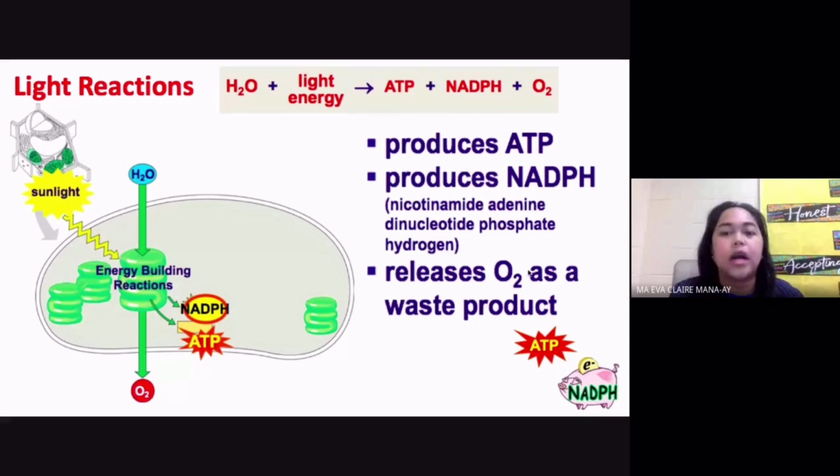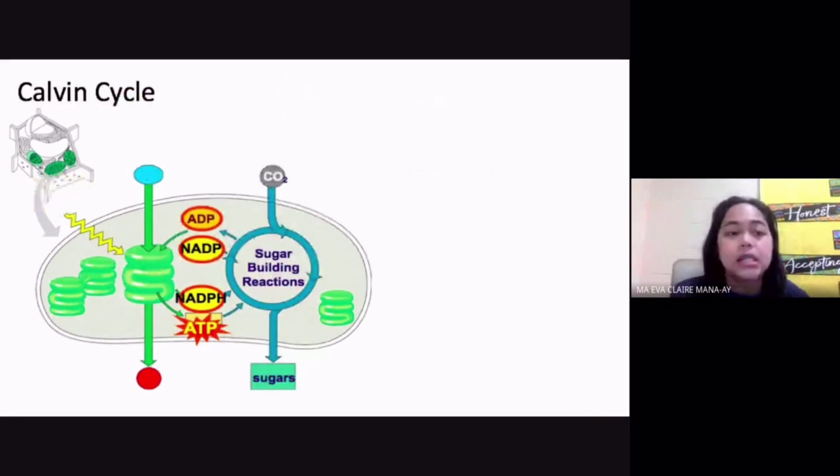Now, again, remember, just like your ATP that has the capacity to store energy, NADPH functions in the same way. Also remember, since this uses light energy, it has to happen in the thylakoid, that part of your chloroplast that contains chlorophyll, because of course it needs to collect sunlight. Now your Calvin cycle, this is the dark reaction, light independent reaction.